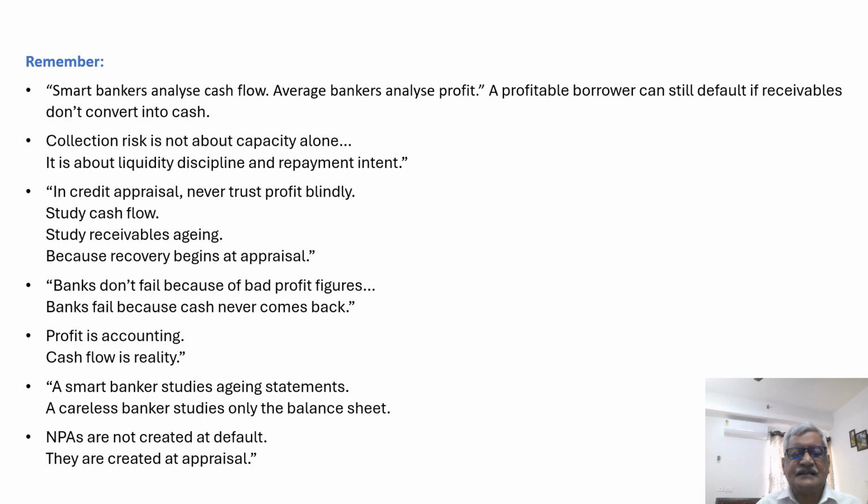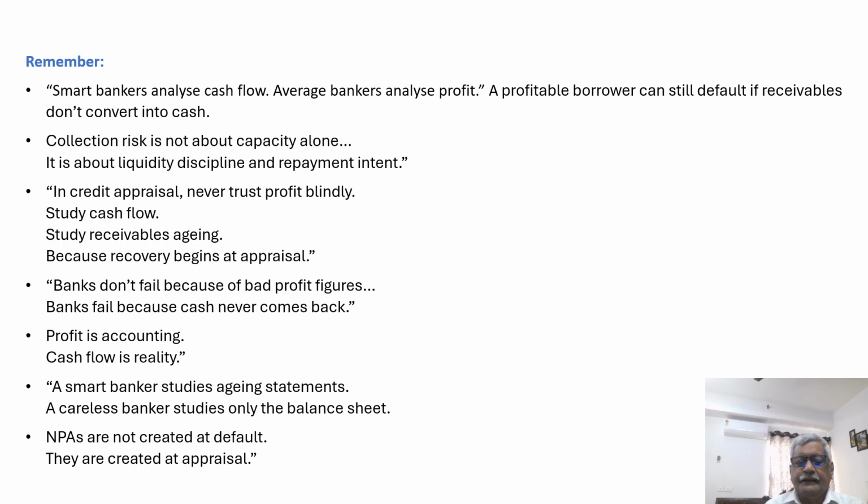Remember, smart bankers analyze cash flow. Average bankers analyze profit. A profitable borrower can still default if receivables don't convert into cash. Collection risk is not about capacity alone. It is about liquidity discipline and repayment intent. In credit appraisal, never trust profit blindly. Study cash flow. Study receivables aging because recovery begins at appraisal.